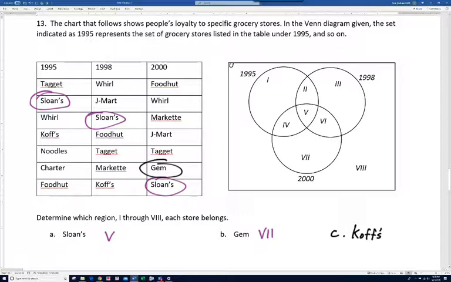All right, so if you look at the chart, Koffs occurred or made the list in 1995 and 1998. And so we need to go to the intersection of 1995 and 98. So that would be here, not including the middle region, where that's for stores that made all 3 lists. And so that would put Koffs in region 2.